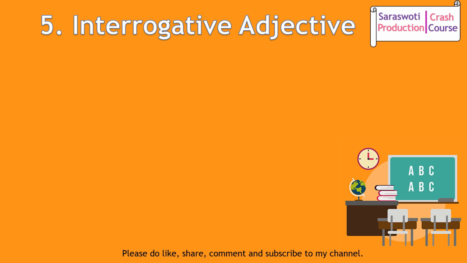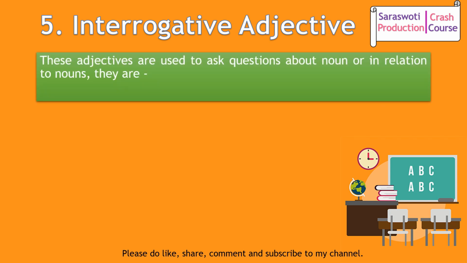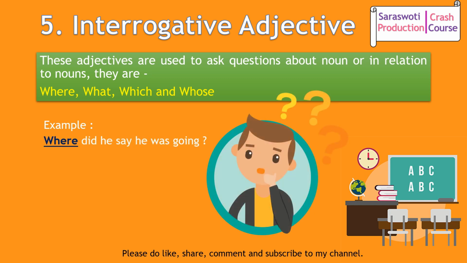Number 5, interrogative adjectives. These adjectives are used to ask questions about nouns or in relation to nouns. They are where, what, which, and whose. For example, where did he say he was going?